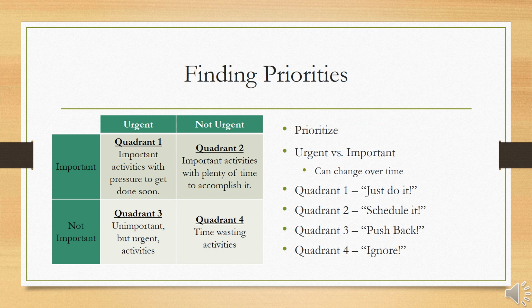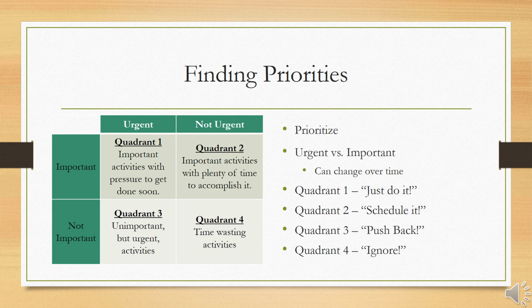What is the difference between urgent and important? An urgent task demands your immediate attention, but the attention you give it may or may not matter. An important task matters, and not doing it may have consequences for you and/or others. Something can change from urgent to not urgent or vice versa, or from important to not important over time.